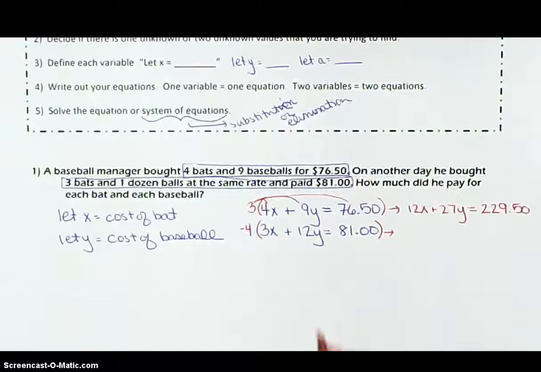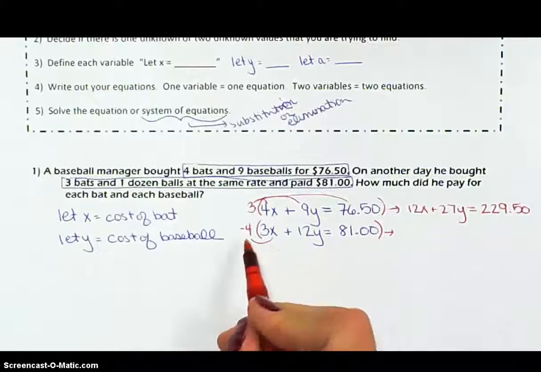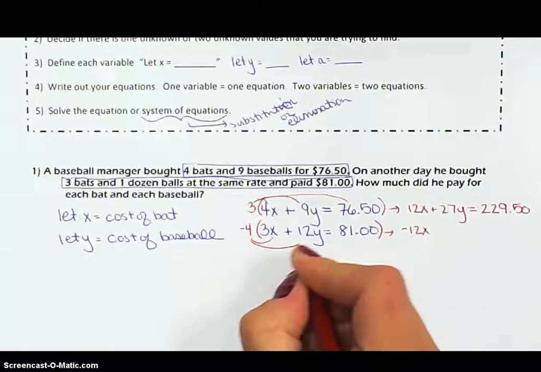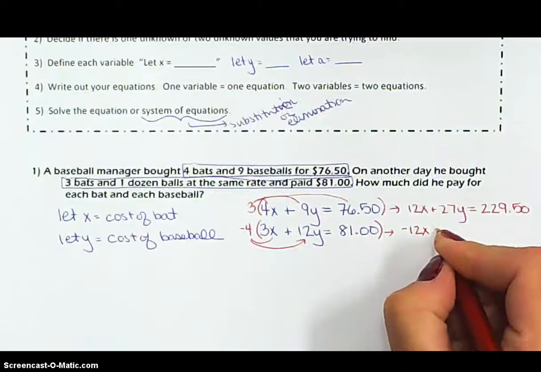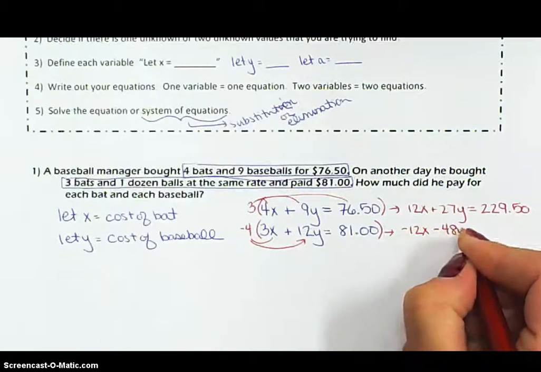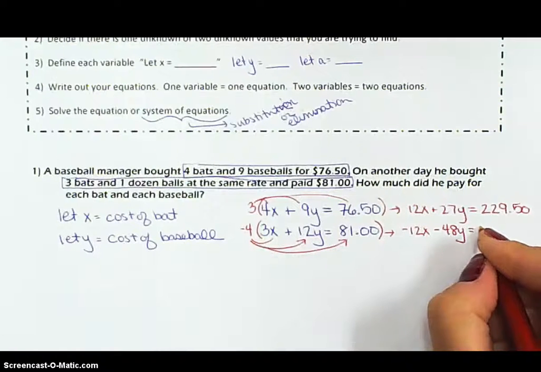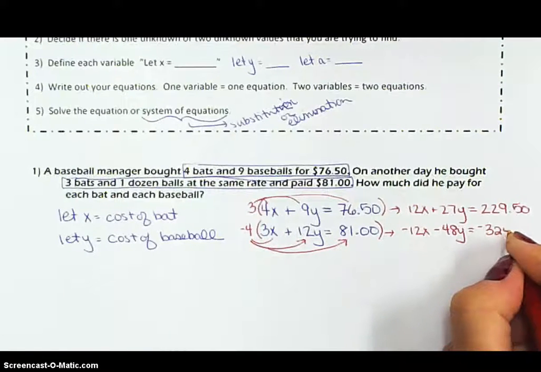$229.50. Now, when I multiply through here, -4 times 3 is -12x. -4 times 12 is going to give us a -48y. That is equal to negative 4 times 81, which is going to give us a negative $324.